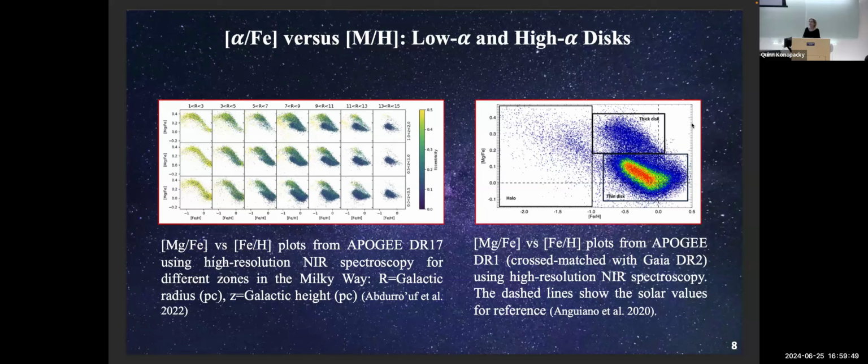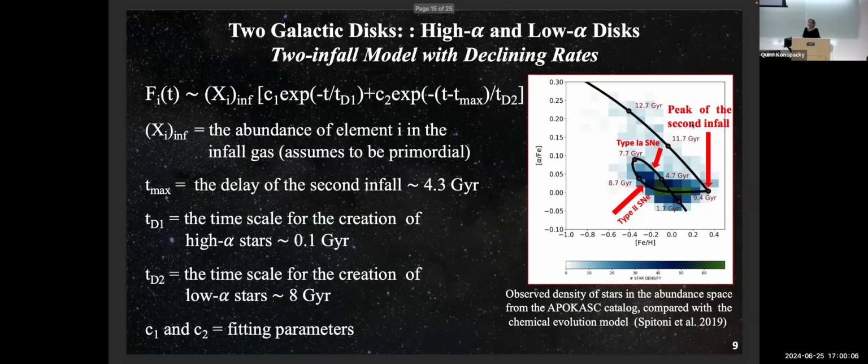It has also been shown that high alpha stars are correlated with thick disk stars, and the low alpha population is related to the thin disk. As a result, the single episode infall model cannot reproduce these two populations.